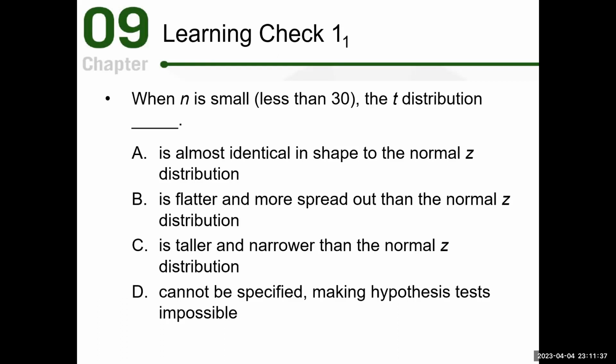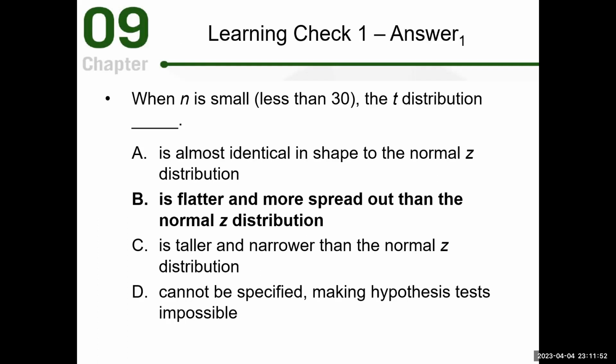Okay. So here's a learning check. It says when n is small, less than 30, the t distribution is blank. Okay. So I'll let you pause the video, but the answer for this one is that it is more flat, right? So B is flatter and more spread out than the normal distribution. As you increase the n, and the n becomes a little larger, then it becomes more and more identical to the shape of a normal distribution or a z distribution. So it would be more like A, okay, if you were to increase it above 30, okay?